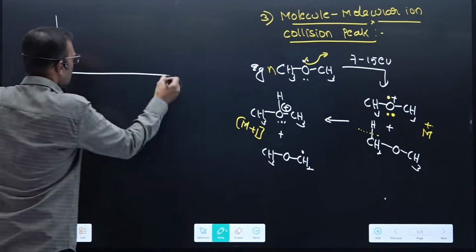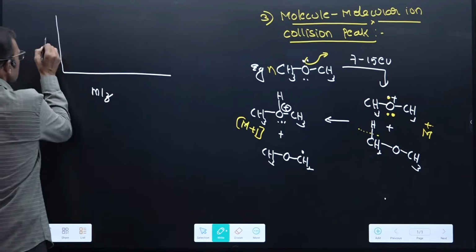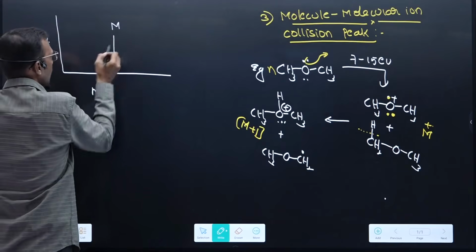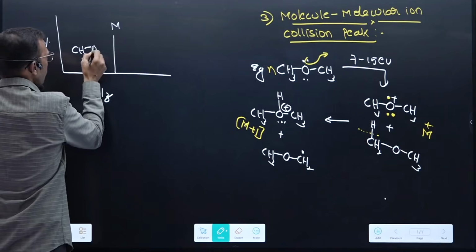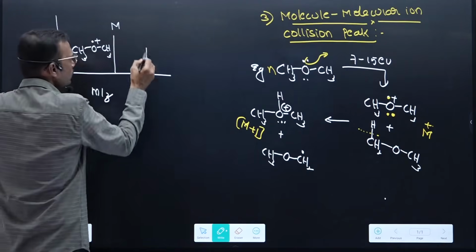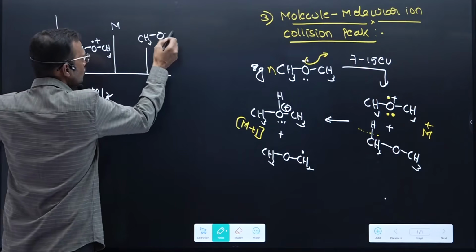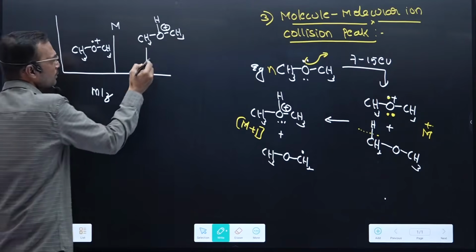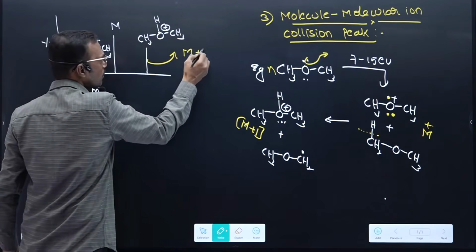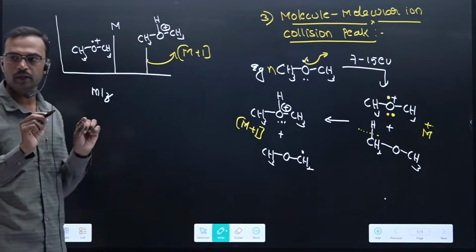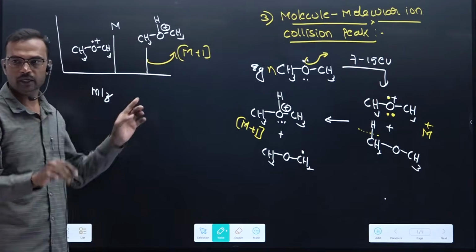So I will give a rough example over here. This is m/z and this is percentage of intensity. This is the molecular ion. So what is a molecular ion? This one. Then what about M+1? Here O, one more CH3 and here hydrogen, and this is plus. What about this peak? This peak belongs to the M plus 1 peak. You can write it in close brackets also. Don't think that close brackets means molecular and collision peak.